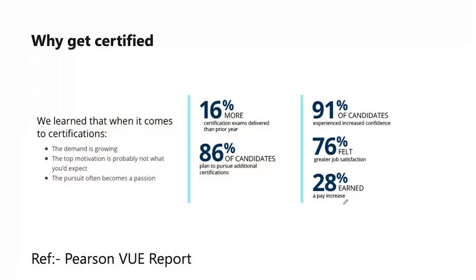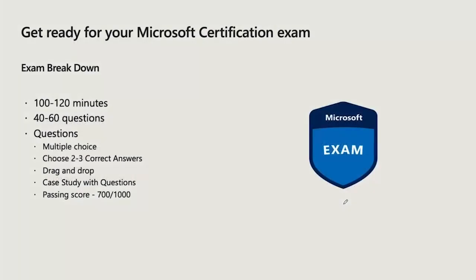So if you're planning for the SC-100 exam, we have some guidelines here. You get around 40 to 60 questions. The time you get is around 100 to 120 minutes. And you'll have different kinds of question patterns. You may have multiple choice questions, questions where you select 2 to 3 correct answers, drag and drop, and case studies with questions. The passing score would be 700 out of 1000 that you have to score.